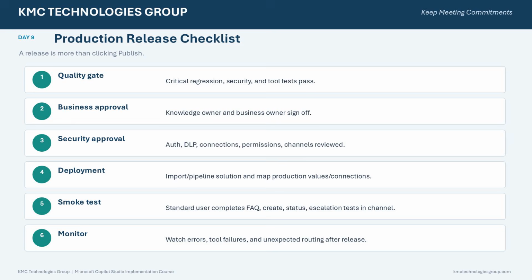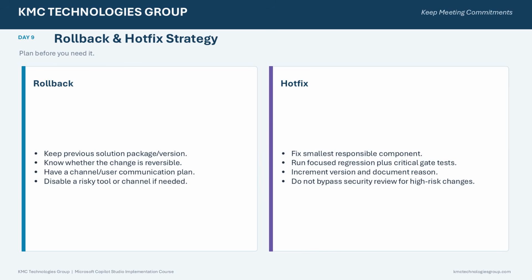After deployment, use a standard end user to run smoke tests for FAQ, ticket creation, status retrieval, and escalation through the real production channel. Finally, monitor behavior immediately after release. The production smoke test should validate the entire system as a user experiences it.